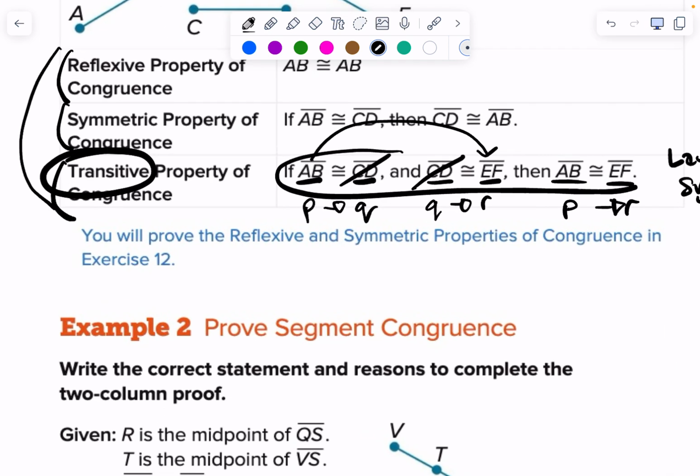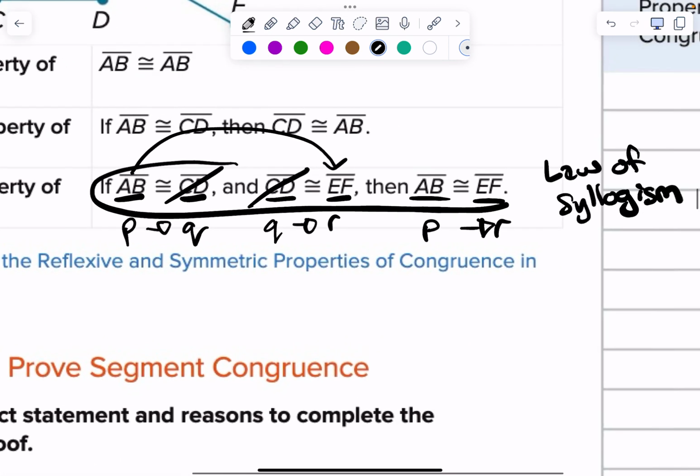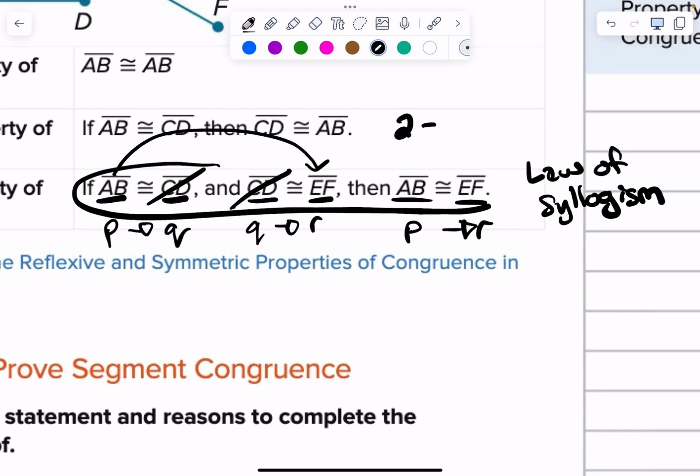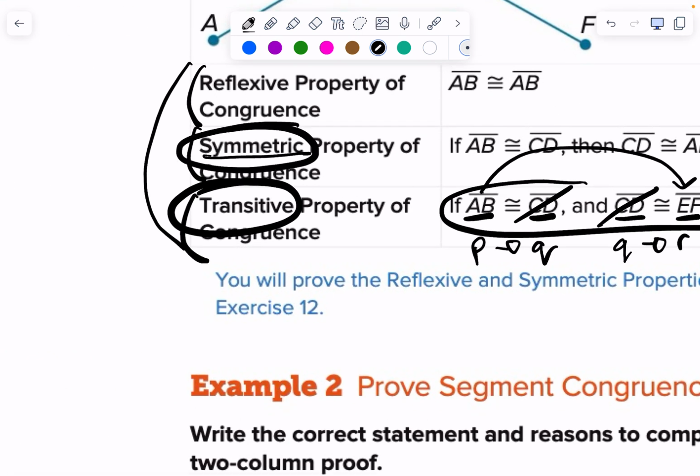Okay, let's go to the symmetric property. You guys have seen this before. Have you ever done an algebra problem where you end up with like 2 equals x? Does that bother you? Yeah, because you switch it around and you say x equals 2. You know how you're able to do that? Something called the symmetric property.